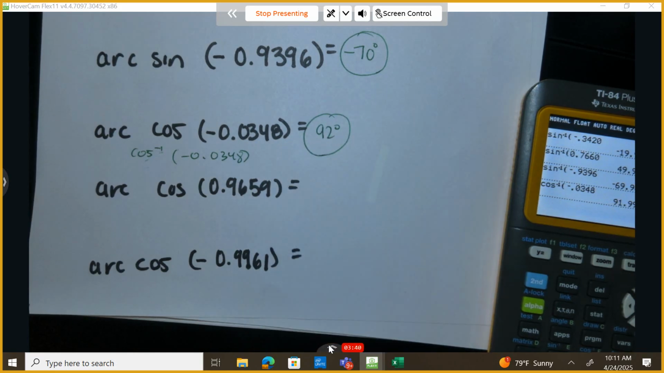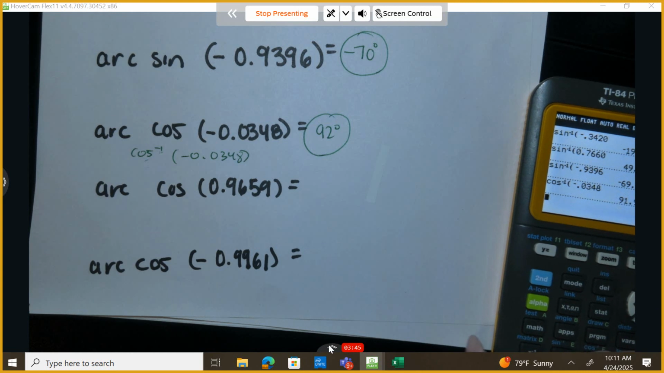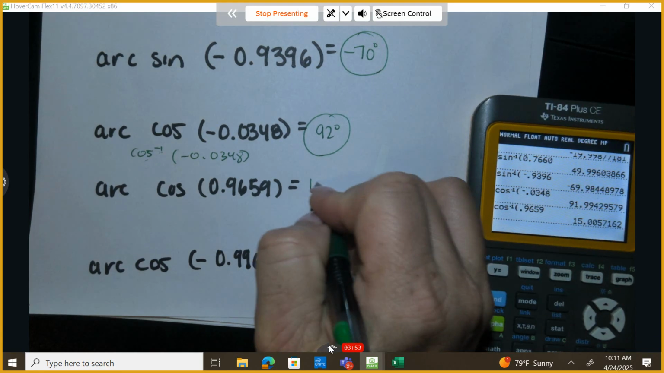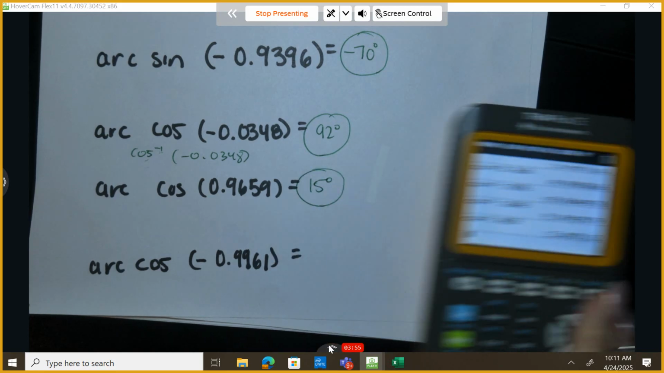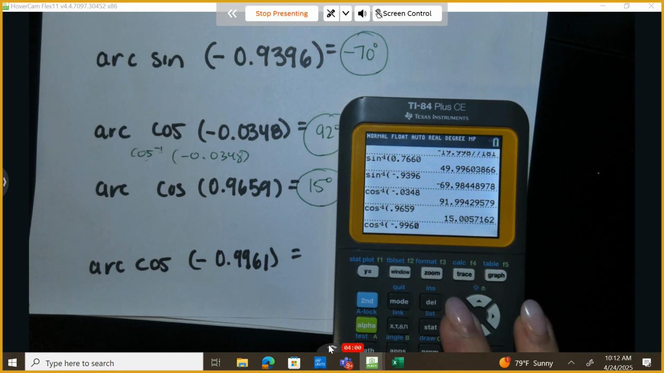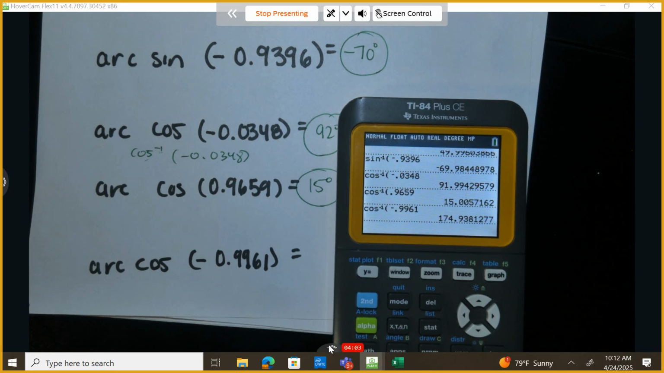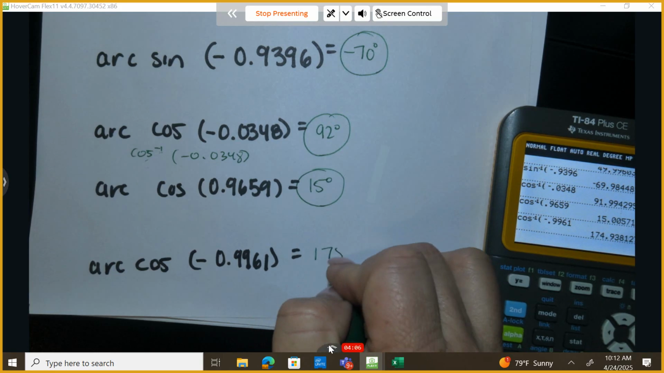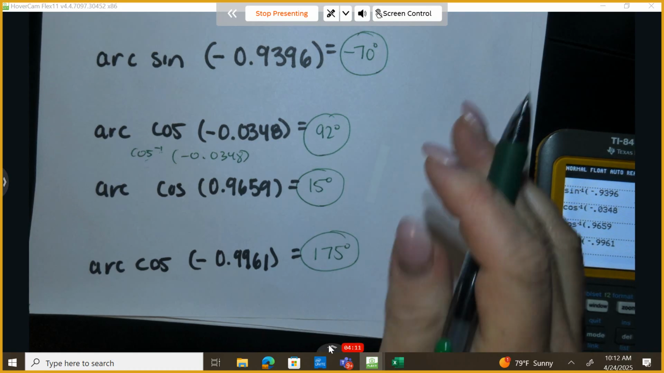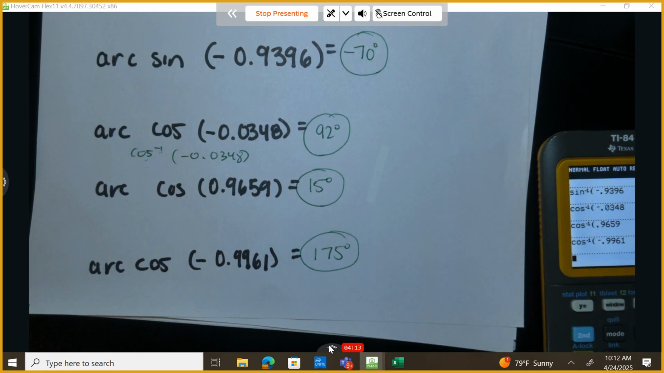You have 20 seconds to do the next two. What did you get for cosine? Got them all down here for you. 15, right? 15. Rounding it to the nearest degree, please.